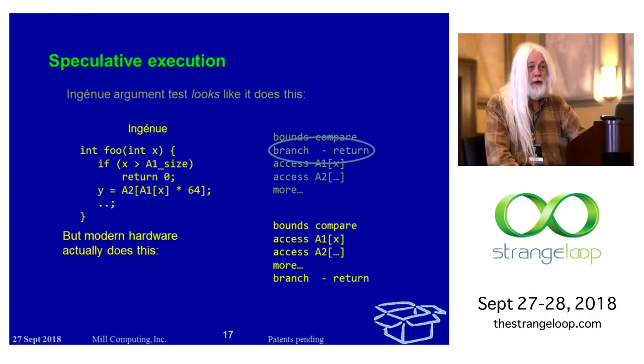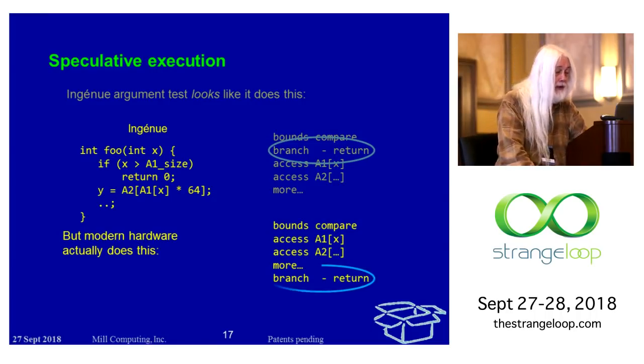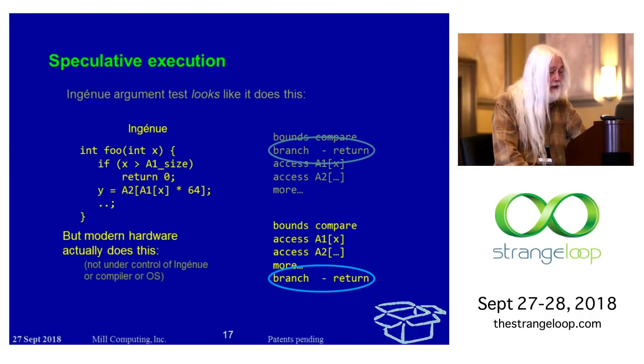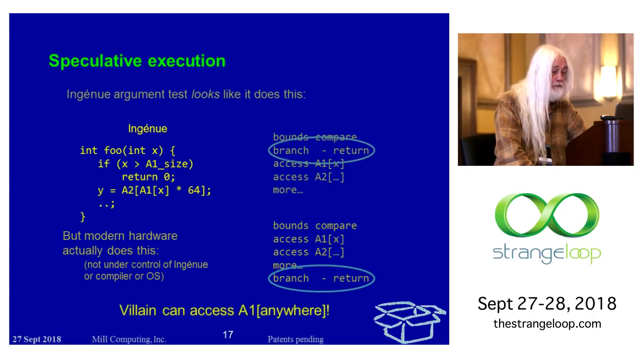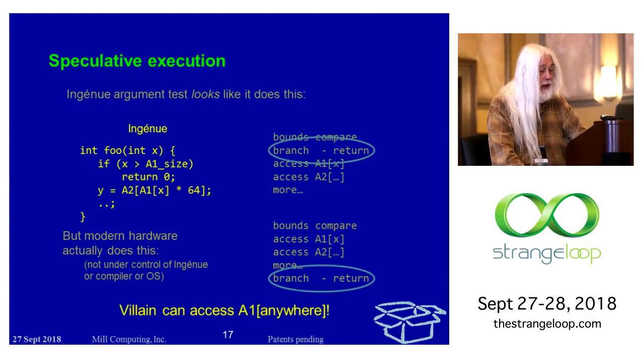This has reordered the operations and done them out of order and ahead, and this is why it's called run-ahead speculative execution. There's your branch. This is not under the control of the ingenue. As a result of this reordering, the villain can access A1 sub anywhere because we went and did the access before we discovered that we were out of bounds.